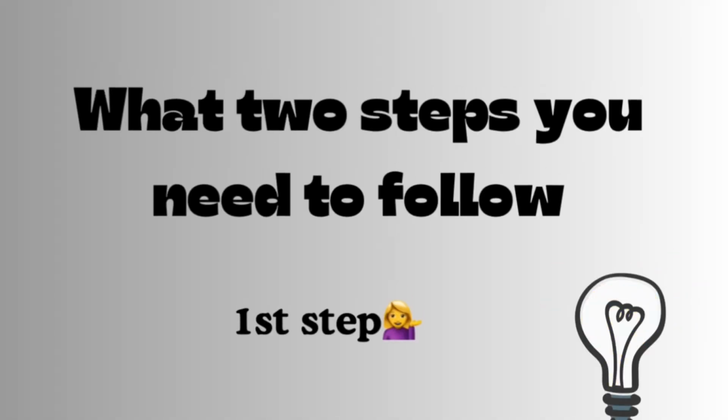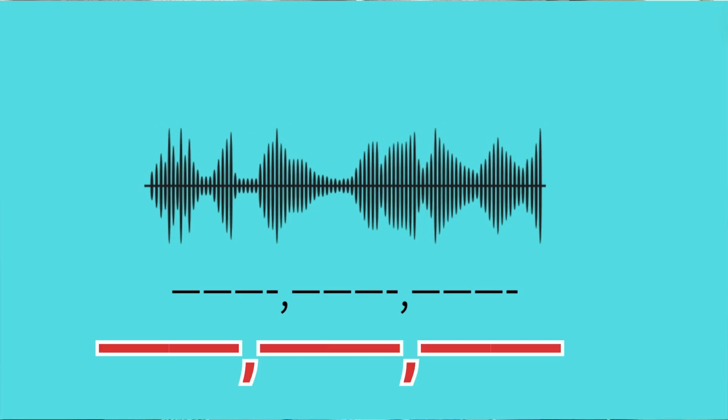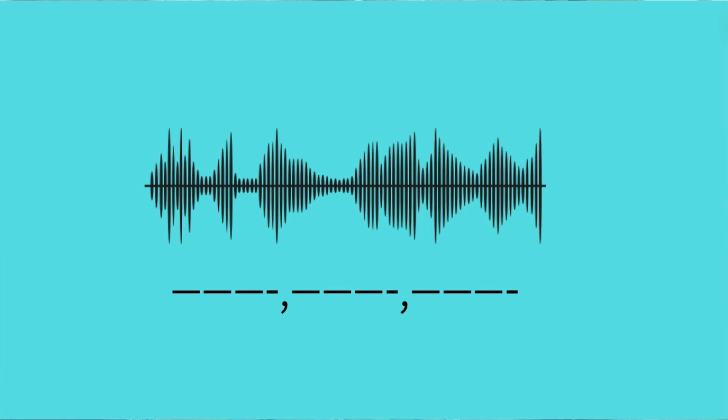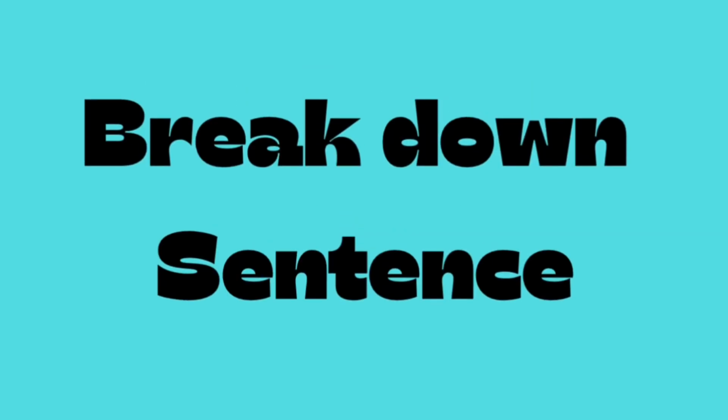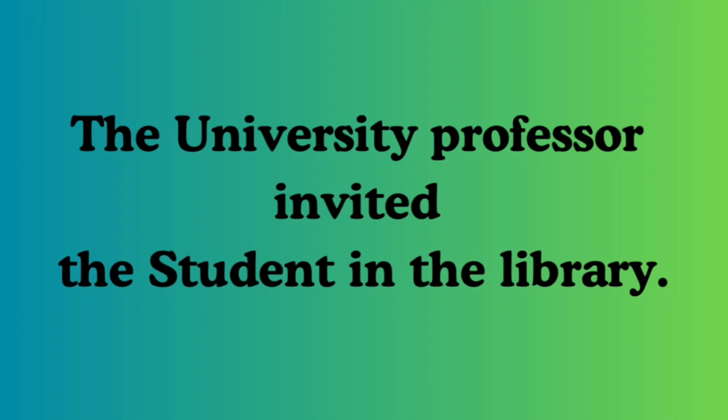So now what 2 steps you need to follow? See, the first step is that if you are able to remember the entire sentence, that is the 3 chunks in the previous sentence, then memorize and repeat the entire sentence. Break down the sentence into chunks and practice recalling each part. The university professor invited the students in the library.